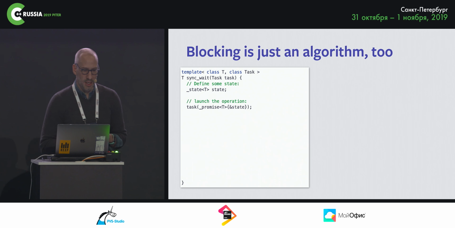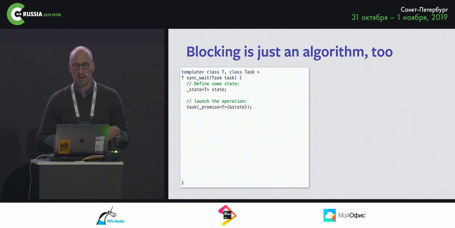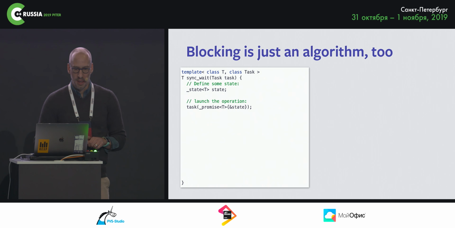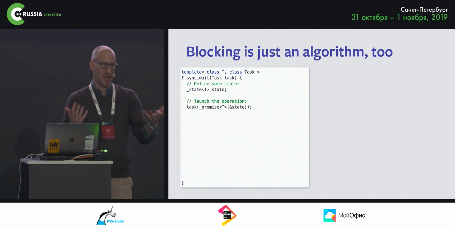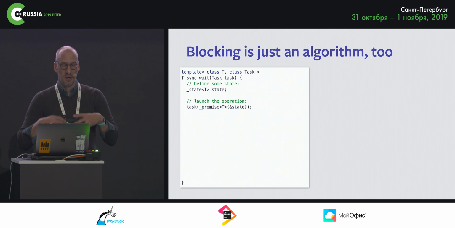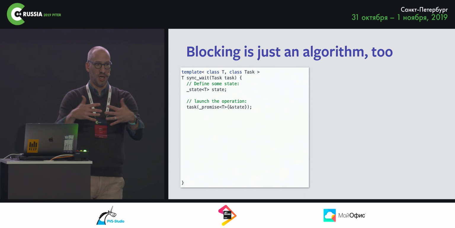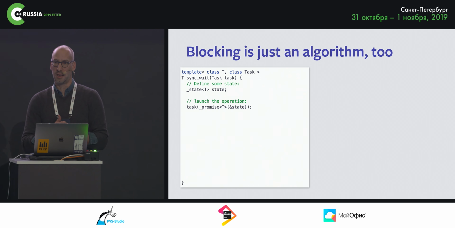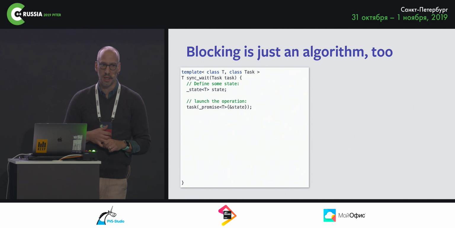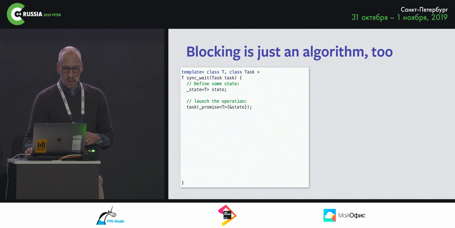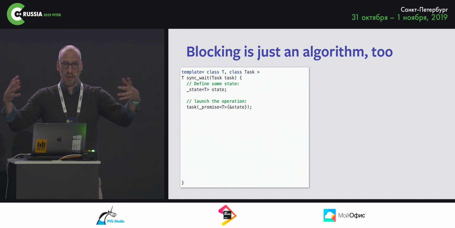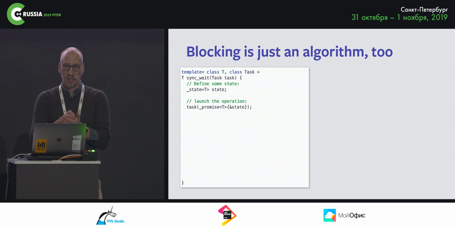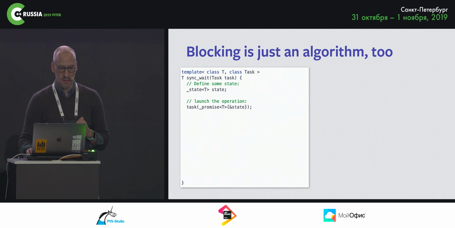So let's implement blocking. Let's call a sync wait function, parameterized on the type that you're expecting to get back. And it's going to take this lazy future, this task thing. You define some state. This is like the shared state in the promise future pair, except we get to put this state on the stack. We don't need to dynamically allocate it. And then we create a promise that just holds a pointer to that state, and we launch the task with that promise.